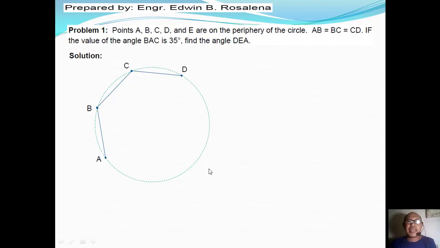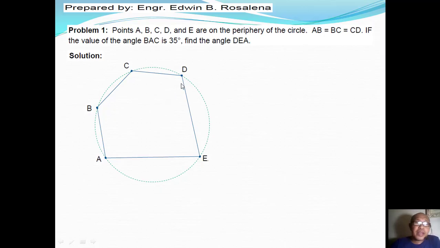Then DE and EA not mentioned in the problem. So we can just place them anywhere. So you have there the 5 points and then we will connect them by lines. So of course this is not a quadrilateral because we have 5 sides.